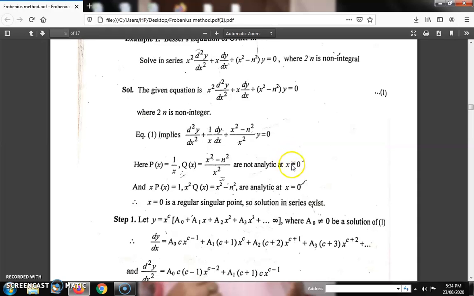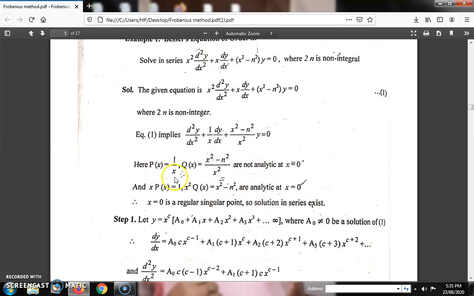Now we have to show it is a regular singular point. How will we show it? We will multiply P(x) with x and Q(x) with x^2, because x minus alpha is x here, alpha is 0, so we have to multiply P(x) by (x - alpha) and Q(x) by (x - alpha)^2, which is x^2. xP(x) will become 1 and x^2 Q(x) will become x^2 - n^2. You see both of these, 1 and x^2 - n^2, are analytic at x = 0. They do not have any problem at x = 0, so x = 0 becomes a regular singular point. It is a definition: when xP(x) and x^2 Q(x) are analytic, it becomes a regular singular point.